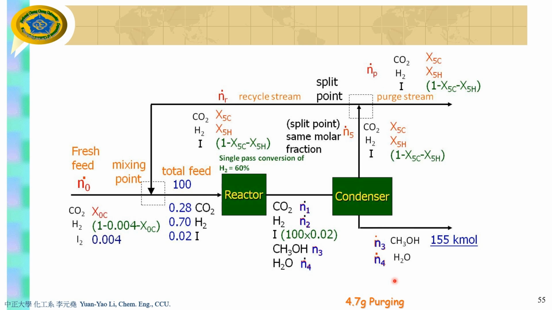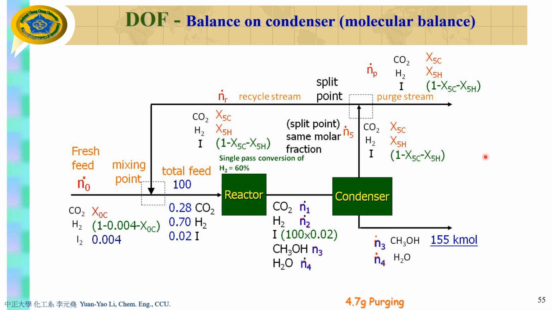Okay? Right, let's find out whether we can get other balances or not. So you do the condenser, because you know there's only one stream unknown, and here you already got the answer. So the condenser tells you what? N5. So you can achieve N5, X5C, and X5H.